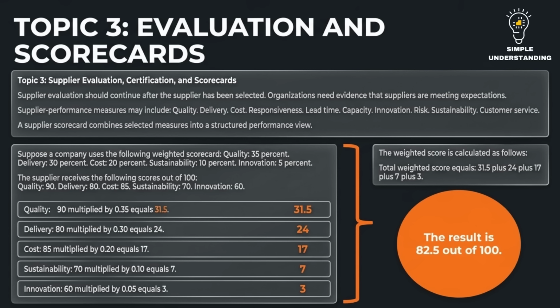The weighted score is calculated as follows: quality 90 multiplied by 0.35 equals 31.5. Delivery 80 multiplied by 0.3 equals 24. Cost 85 multiplied by 0.2 equals 17. Sustainability 70 multiplied by 0.1 equals 7. Innovation 60 multiplied by 0.05 equals 3. Total weighted score equals 31.5 plus 24 plus 17 plus 7 plus 3 equals 82.5 out of 100.